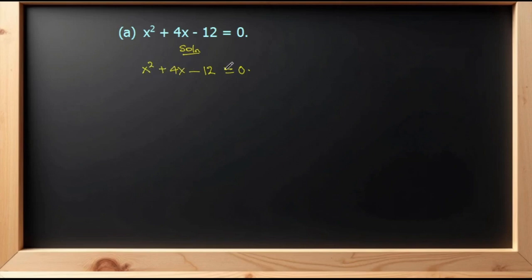Then the second step is to make sure that the constant is on the right hand side. So let's do that by taking it to the right hand side. So we can copy our x squared plus 4x equals positive 12.